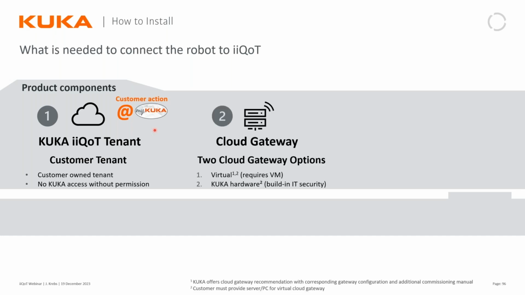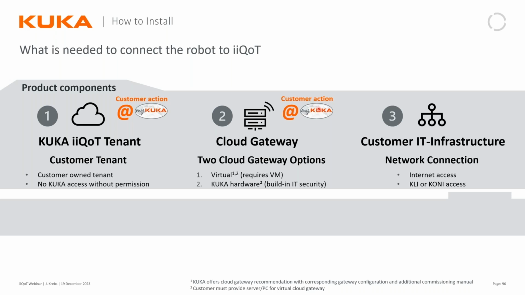The cloud gateway also must be selected by the customer. You can run it virtually, which is the cost-free solution, or you can have KUKA hardware if that's what you desire. You can order that from us, and it serves the same purpose. Yet again, that's also a customer action. The KUKA product page will guide you through those steps. You request on my.kuka that you want one, and then you get a quotation or directly order it from the KUKA Marketplace.